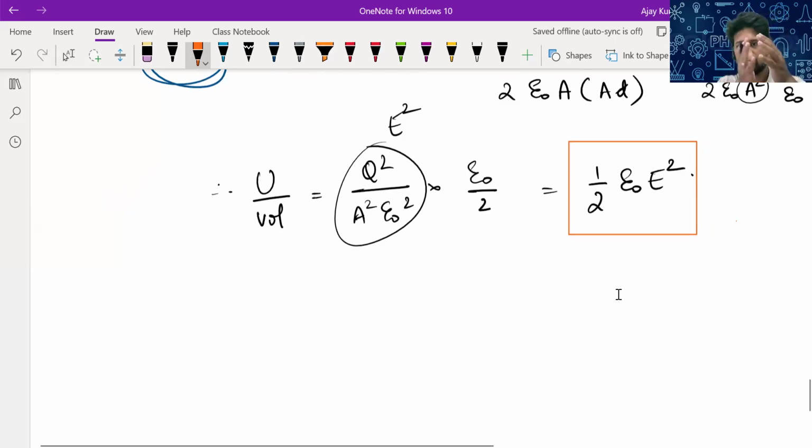Okay. And if you know over how much volume that field is extended, you can tell what is the energy stored in that volume, in that space. Very useful idea. Simply by knowing the electric field, you can tell the energy present in that space.